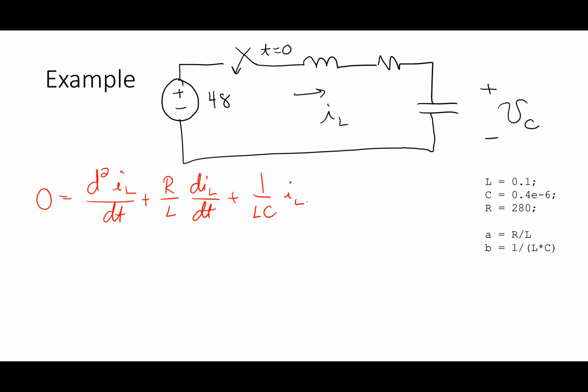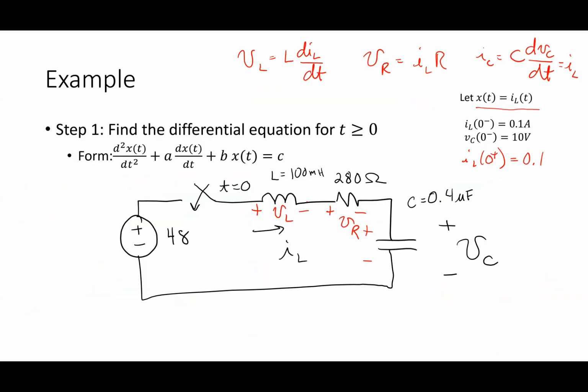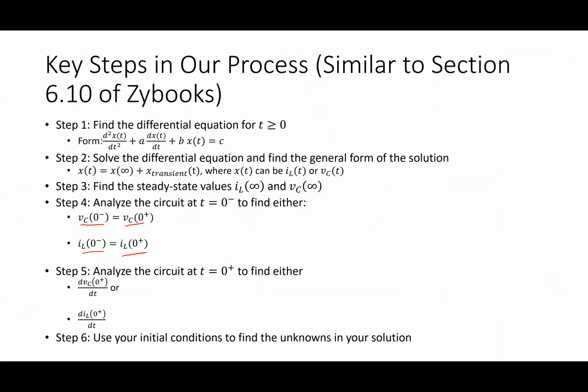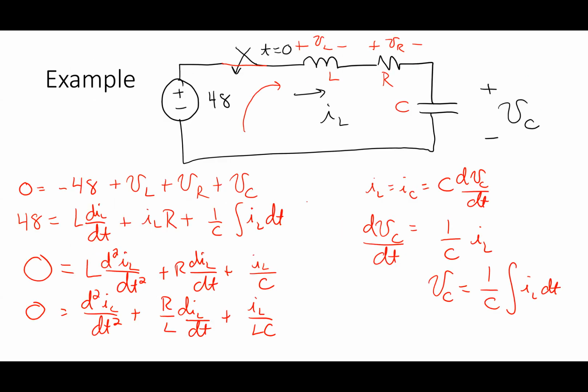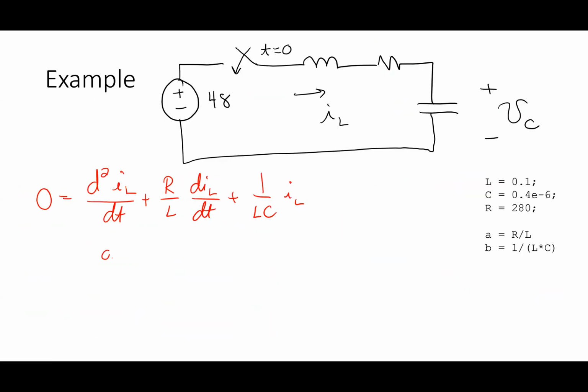Okay, now comparing that to my standard form, right? My standard form, I called the coefficient on the first derivative A, the coefficient on the zero derivative, just the IL, B, and then it's all equal to C. So if I look at this thing, A is equal to R over L, B is equal to 1 over LC, and C is equal to 0.